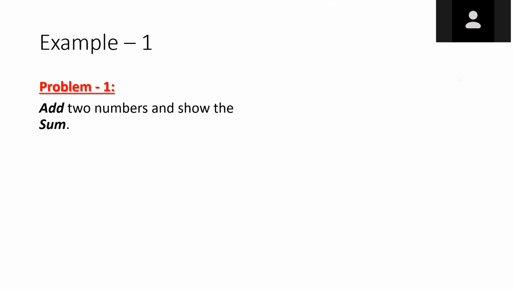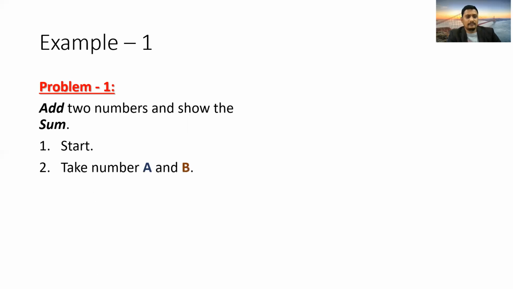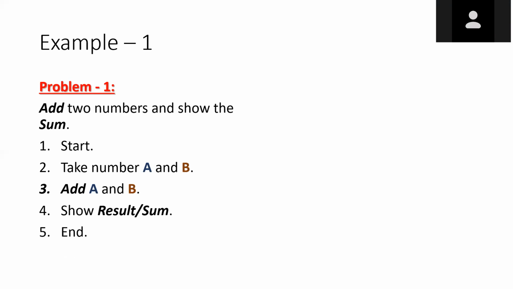Here the algorithm, that means the solution steps, are like this. At first you have to start. We have to take two numbers, A and B, it could be any numbers. After that we have to add A and B. We have to show the result, or the sum. And after that, the program will be closed. So this is example one.